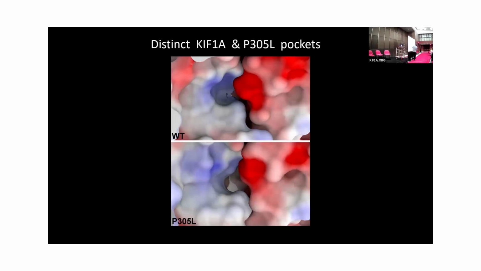With the mutation, you see that the interface is altered. You don't see that nice complementarity, and that does explain why the binding of this protein is not that good. It also shows a pocket that perhaps could be exploited to bind a molecule that binds specifically here, and perhaps helps this protein to bind to each other.